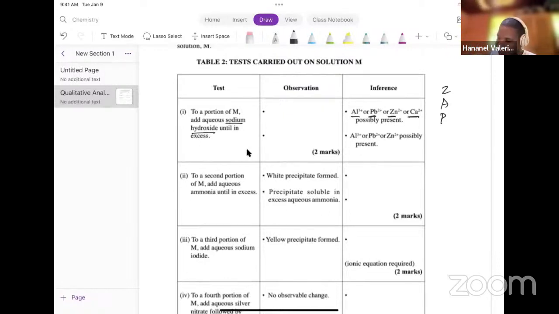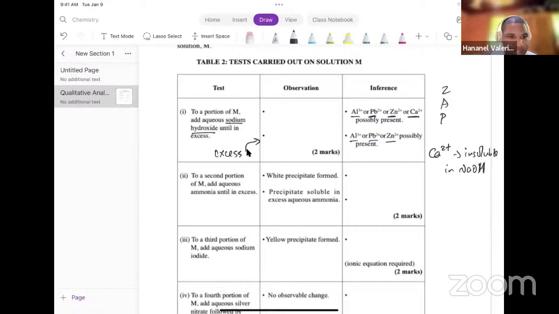And then the second inference would tell us for excess. Okay, so this shows that the second one refers to excess. That aluminum, lead, and zinc possibly present. Now the only one that is out is calcium. And we know that for the second test in excess, calcium remains insoluble in NaOH, okay? We are aware of that.